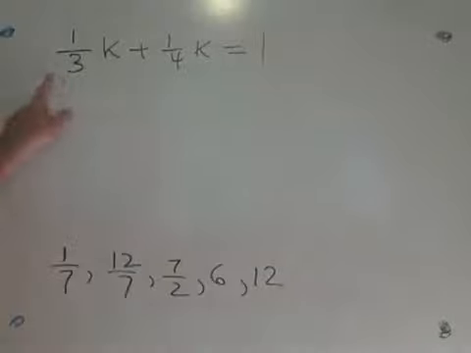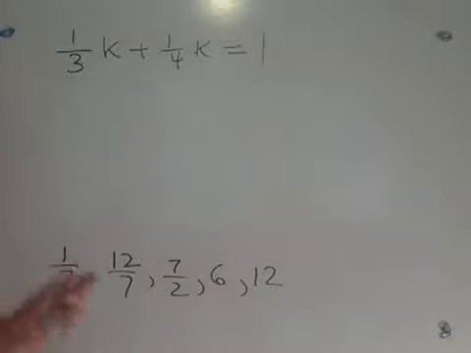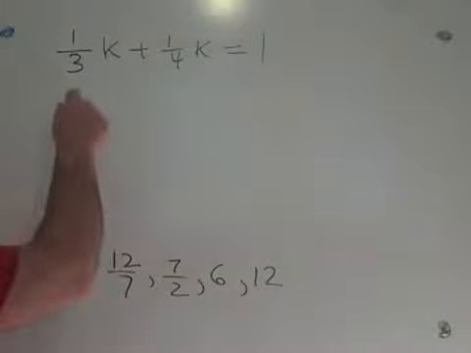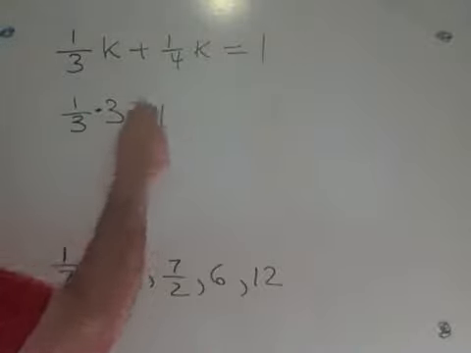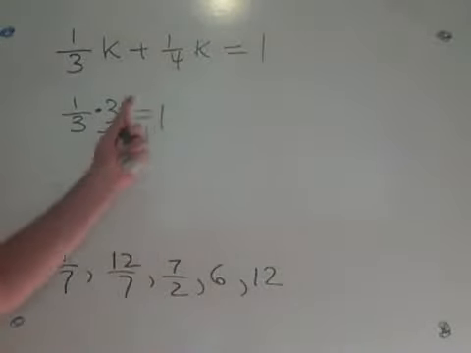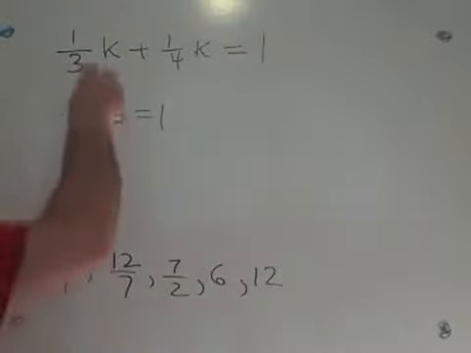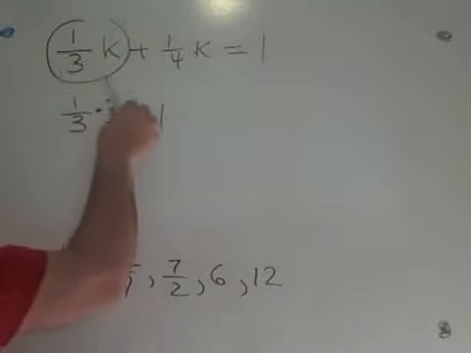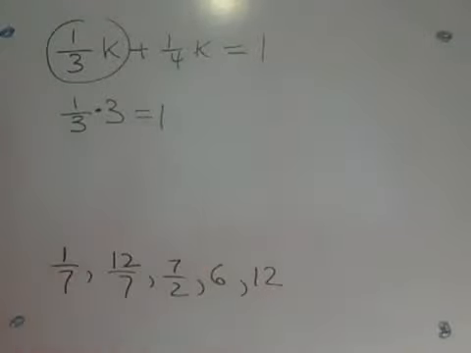You're told or given that 1/3 times k plus 1/4 times k is equal to 1. And these are the four choices. The first thing I would do is notice that 1/3 times 3 is 1, and a quarter times 3 is some positive number. Well, if this is already 1 and you add more to it, it won't equal 1 anymore.